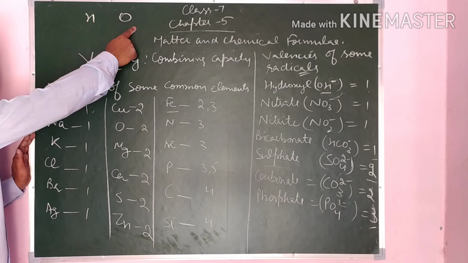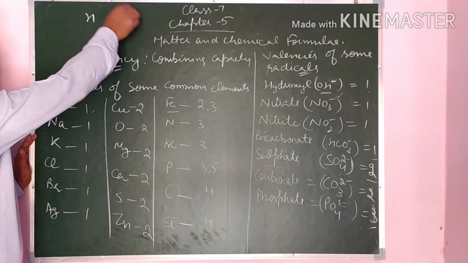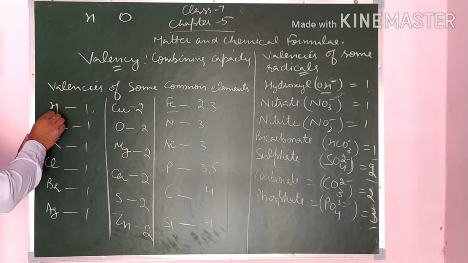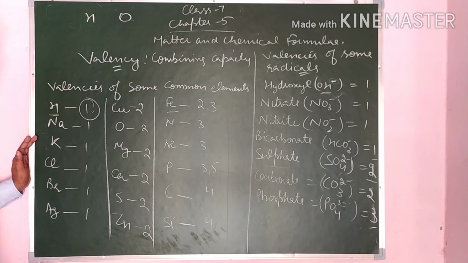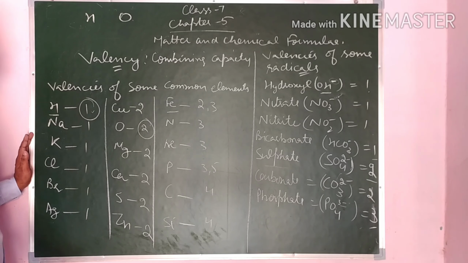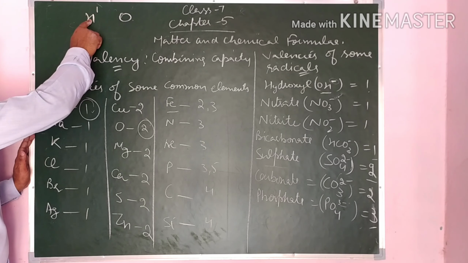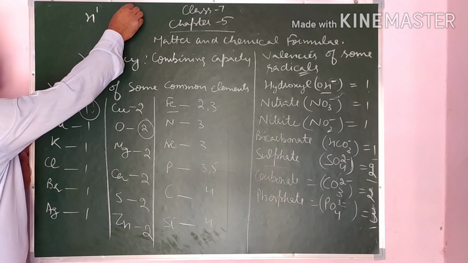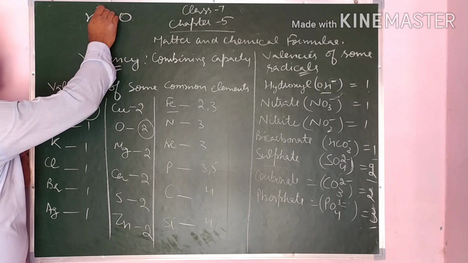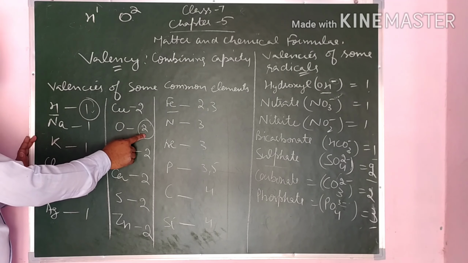Water is made up of hydrogen and oxygen. So to write the chemical formula of water, we should know the valency of hydrogen and oxygen. What is the valency? We know that the valency of hydrogen is 1 and the valency of oxygen is 2. So in the superscript we write 1 for hydrogen, and here we write 2 because oxygen has valency 2.